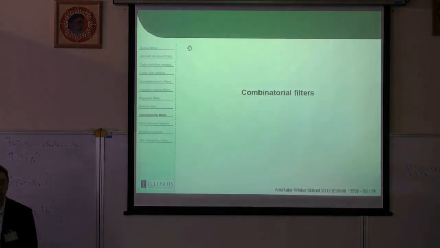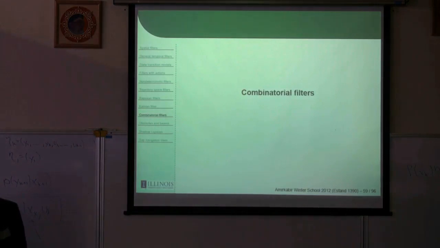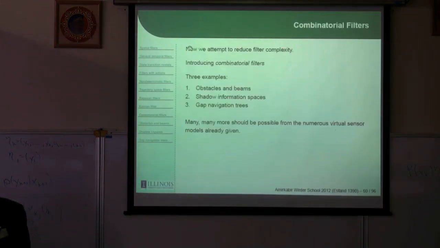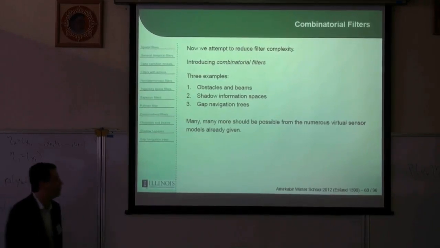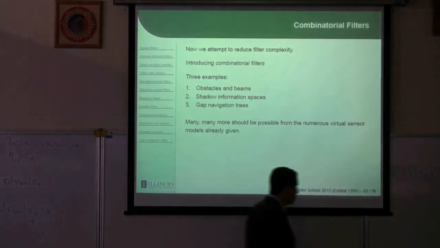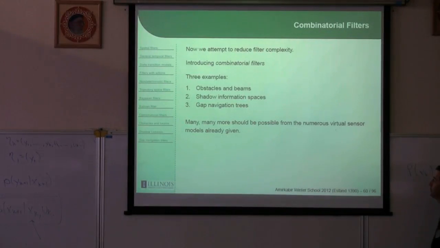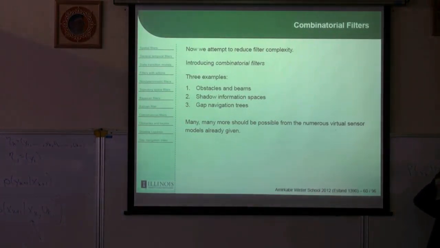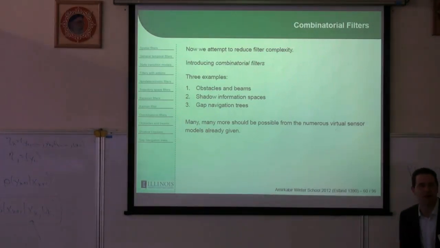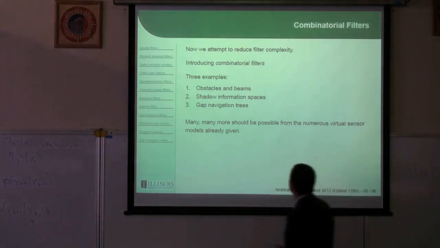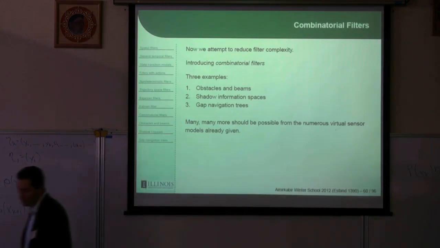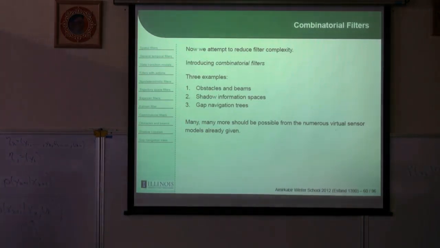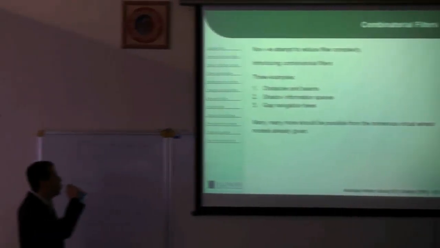All right, so let me talk about some combinatorial filters now. I want to reduce filter complexity, and I'm going to provide some examples of that here. I have one called obstacles and beams, one called shadow information spaces, which generalize pursuit evasion, and another one called gap navigation trees, which use that gap sensor that I introduced a couple of days ago. So I'm actually using stuff that I defined, which is good. And you can do many more, and I have other ones that I'm not presenting, but I have to be reasonable here, so I don't want to go on forever. But I'll present these, and that might probably finish me for today.